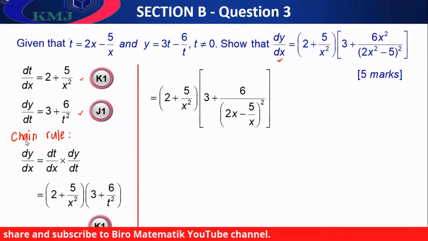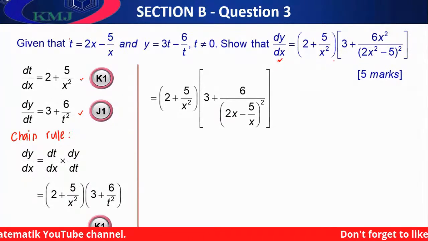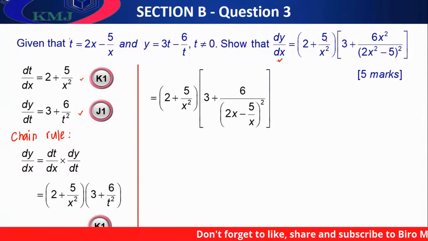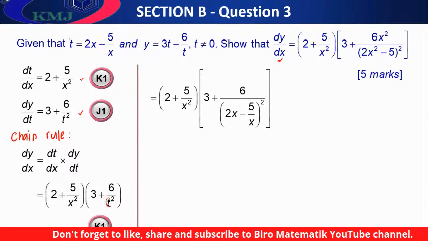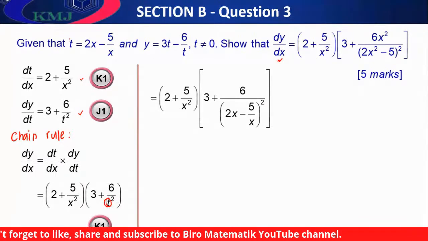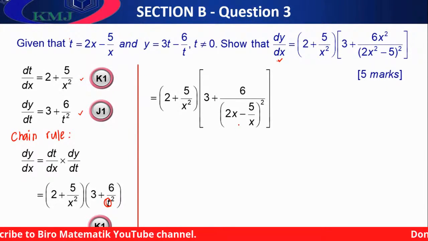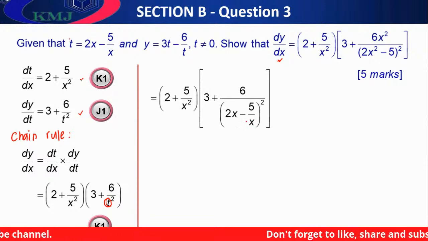Okay, next we need to simplify so that we can get the final answer here. What we have to do now is substitute t. We need to substitute t into 2x minus 5 over x, so this is what we get here. We just substitute t to here, and then we simplify.